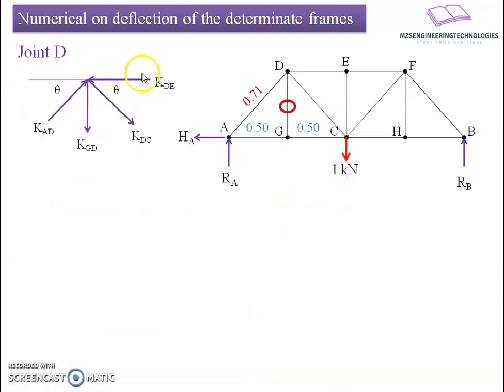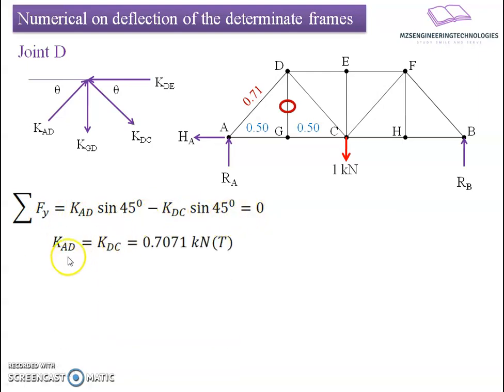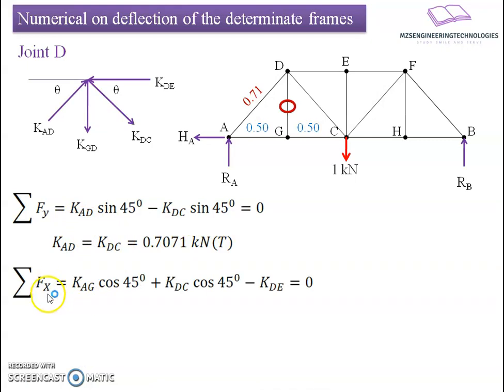If I take a free body diagram, we have four forces here. If I apply static equilibrium equations to this free body diagram, we get a relation. Summation of Fy results into KAD sine of 45 degree minus KDC sine of 45 degree. We can say from this relation KAD equals KDC, which equals 0.707 kilonewton, because we already know the value of KAD. Now summation of forces in the x direction results into KAG cos 45 degree plus KAD cos 45 degree minus KDE cos 45, it will become twice the cos of 45, resulting into a value KDE equals 1 kilonewton, compressive in nature.